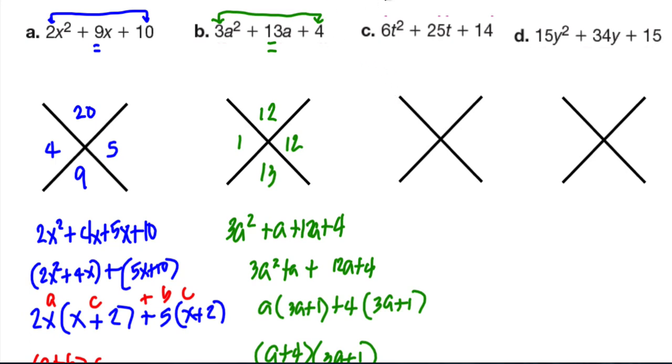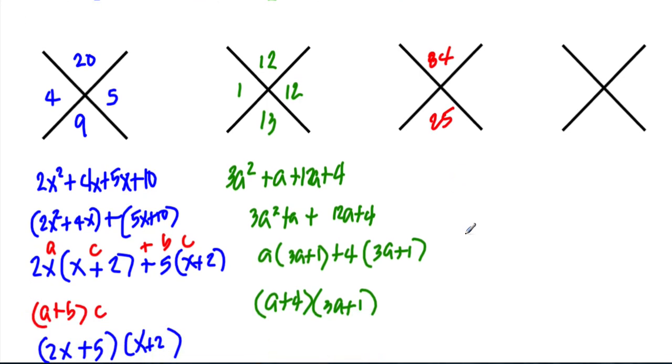Let's do letter C. In letter C, again, we multiply the coefficient of your quadratic term times the constant. Okay? And 6 times 14 would be 84. Okay? And you want to get the coefficient of your linear term, which is 25 right over here. So you want to find the factors of 84, which will have a sum of 25.